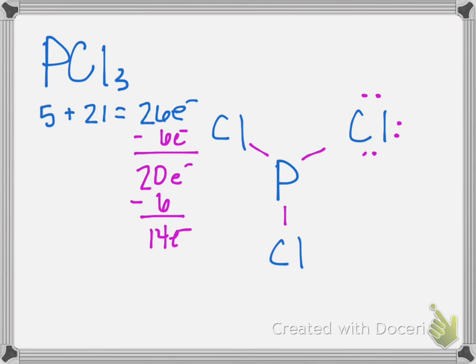I'm going to do the same thing down here, right? 2, 4, 6. Now I've got 8 electrons left. Now I'm going to go 2, 4, 6. So now I've got all my chlorines happy, but I've got 2 electrons left over. All of my chlorines have complete octets. Does my phosphorus have a complete octet? No. So what do I need to do? I add a lone pair, right?